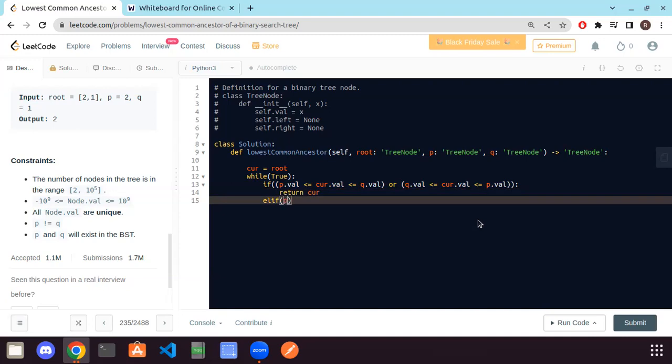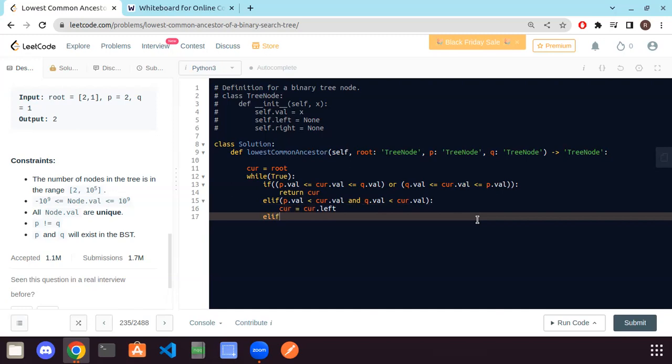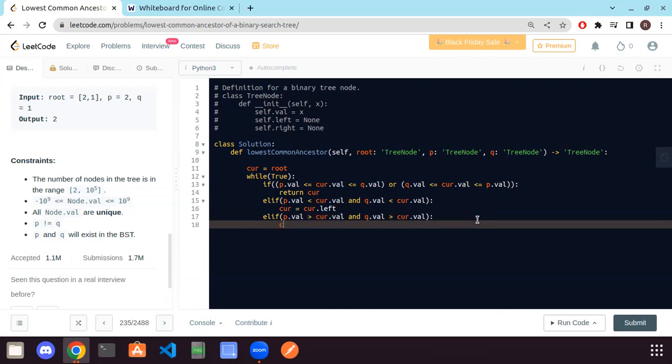Else, if P dot val is less than cur dot val, and Q dot val is less than cur dot val, you just traverse to the left subtree of cur. And like I mentioned before, if P dot val is greater than cur dot val, and Q dot val is greater than cur dot val, you just go down the right subtree. Let me just make sure I didn't mess up anything here. So we have P. Okay, I think this should be correct.